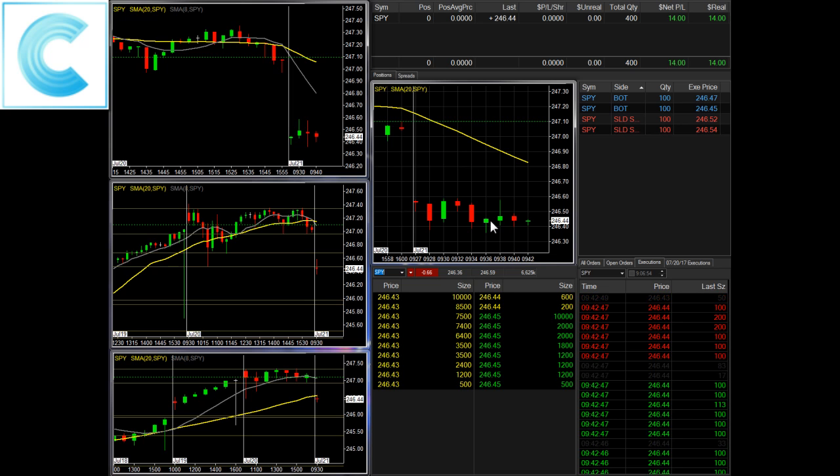I'll continue to have my bias to the downside. Even if the price comes up a little bit higher into this range here, I'll still have a bias to the downside, at least until perhaps 11 o'clock or so, maybe 10:30, and we'll see if the other market participants decide to drive the price up or lower by that period of time.